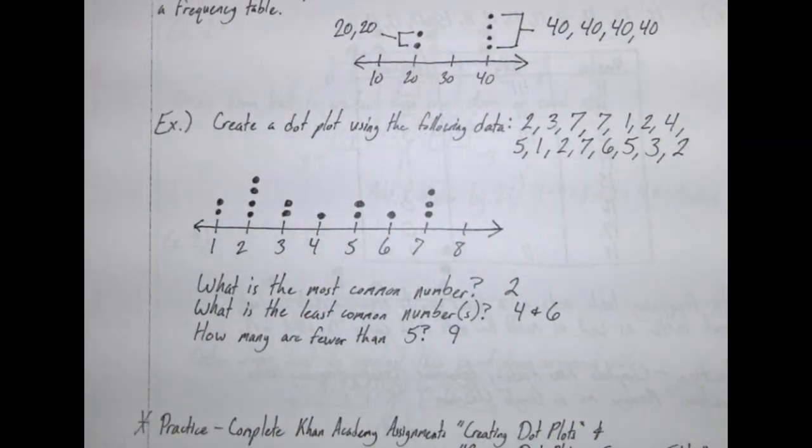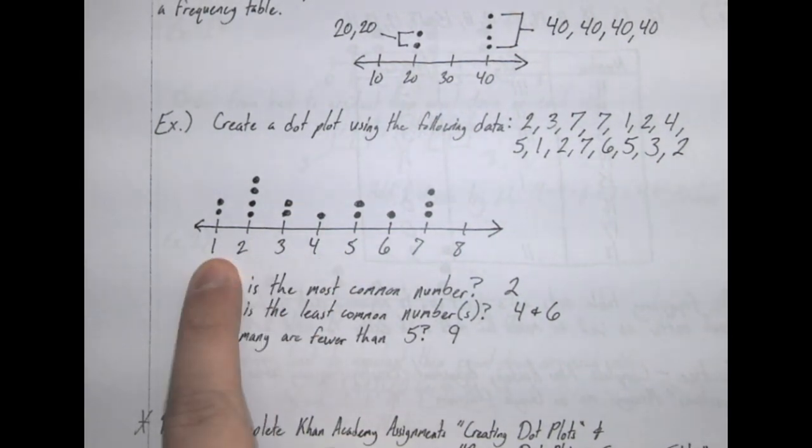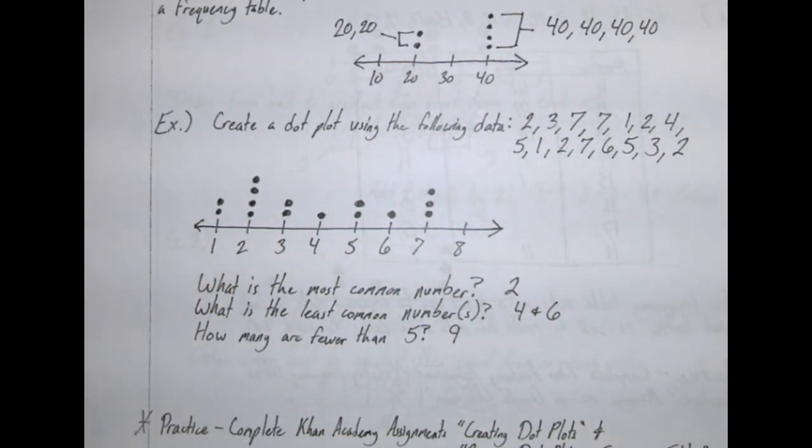Now, how many are fewer than 5? How many pieces of data exist that are fewer than 5? So we're going to take our handy dandy dot plot here. 1 has 2. So 1, 2, 3, 4, 5, 6, 7, 8, 9, 9. These are all our pieces of data that occurred that are less than 5. So we count those up. We end up with 9.